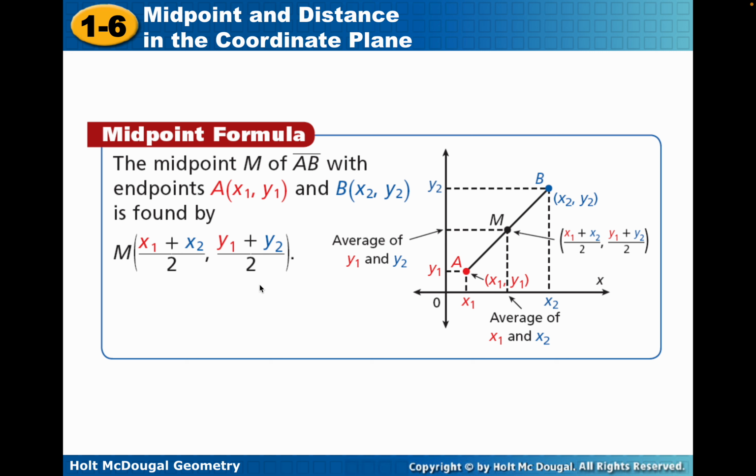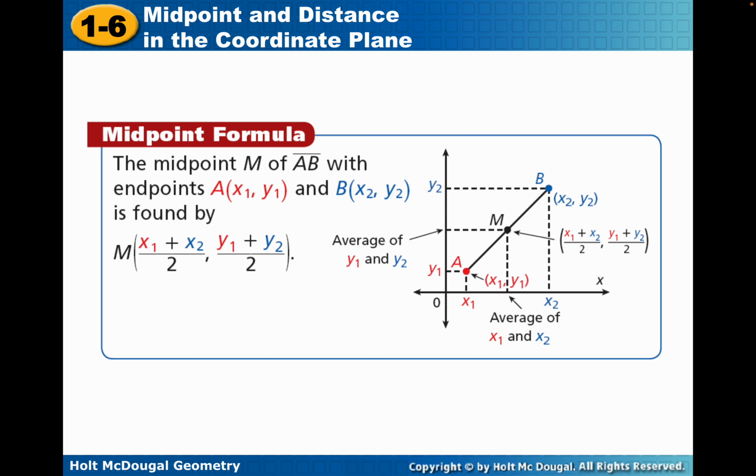Okay, so here's the midpoint formula, and you really need to have this down right here. So the midpoint M of AB with the endpoints A, which is x1, y1, and B, x2, y2, is found in this formula. That means the midpoint is going to equal x1 plus x2 divided by 2, y1 plus y2 divided by 2.